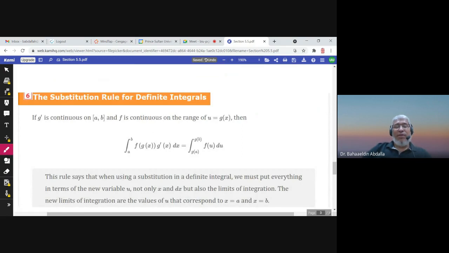Now, what would happen if we have a definite integral? What to do? Well, you do the same, but you change the limits a, b to g of a and g of b. If the substitution is u equals g of x, then if x equals a, you would like to know what u would be equal to. Because this integral is in terms of u, u would be equal to g of a and g of b.